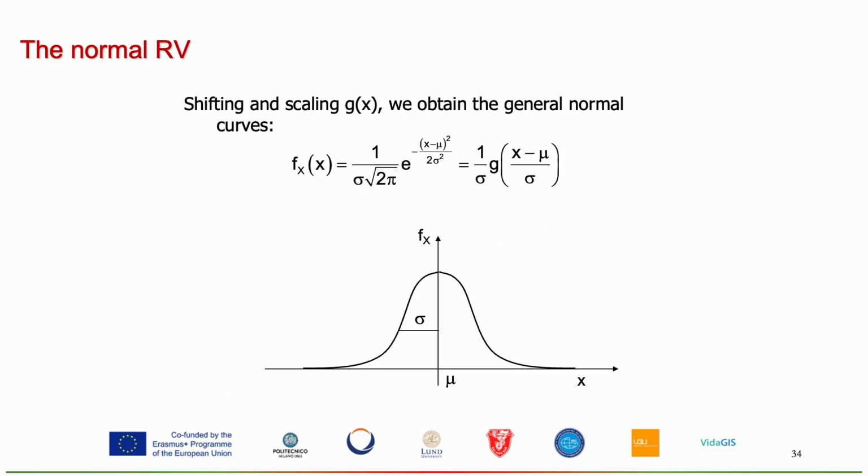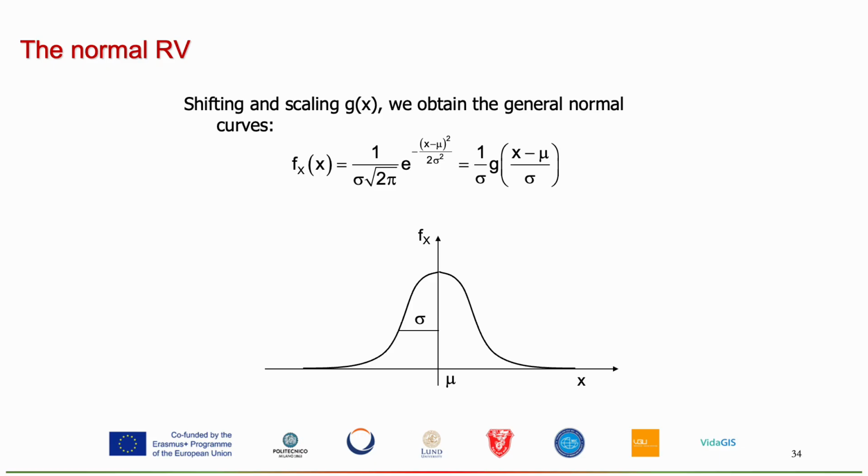Now we can generalize the expression of the normalized random variable by introducing two new parameters, a parameter named mu and a parameter named sigma. The general mathematical formulation of the normal random variable is 1 over sigma multiplied by the square root of 2 pi, multiplied by the exponential of minus (x minus mu) squared over 2 sigma squared. This is also called g of (x minus mu) over sigma.